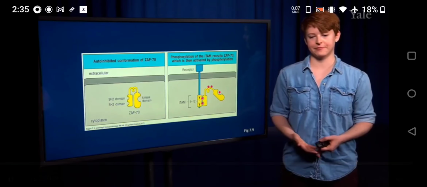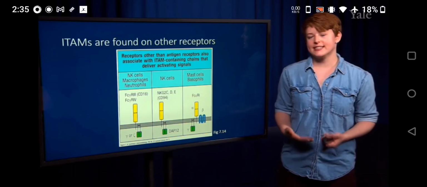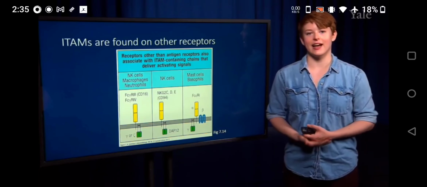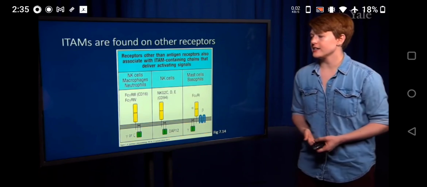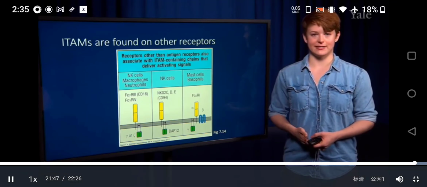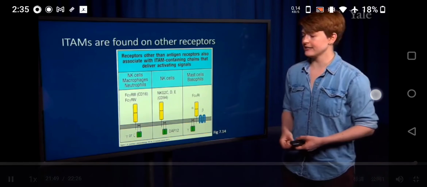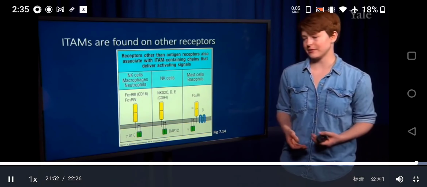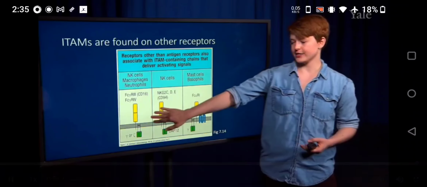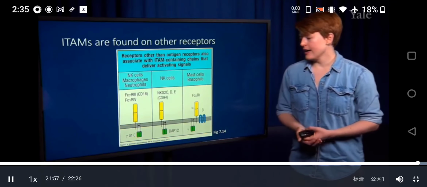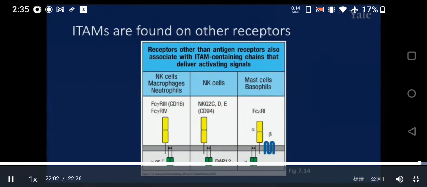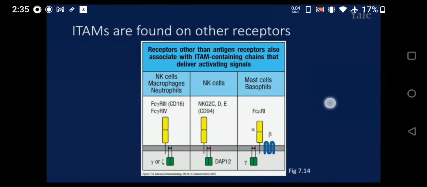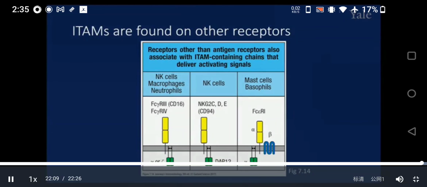So we see similar binding motifs in other cellular receptors. These ITAMs can also be found on receptors on NK cells and macrophages. A good example of this is the Fc gamma receptor 3, which you can see an example of here. It also is found associated with different other receptors on NK cells, as well as mast cells and basophils. So these ITAMs are a motif that are found across many signaling domains.